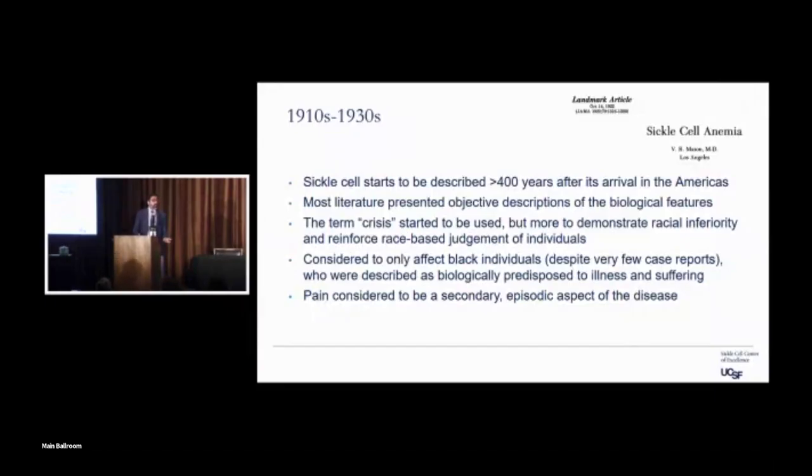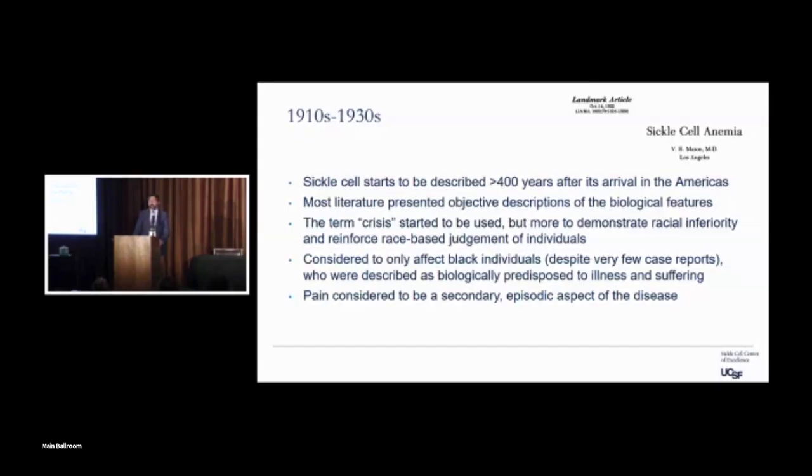Most literature in this early time, which isn't that much, really describes just the objective features of the condition. It describes anemia, it describes respiratory problems, it describes severe episodes of pain. It has really very little description of the impact of pain on the individual. The term crisis started to be used early on in the 20th century, but it was really sort of used as a kind of derogatory term. There was a lot of mentions about how it demonstrated racial inferiority, that it reinforced some of these race-based judgments of individuals of African descent.